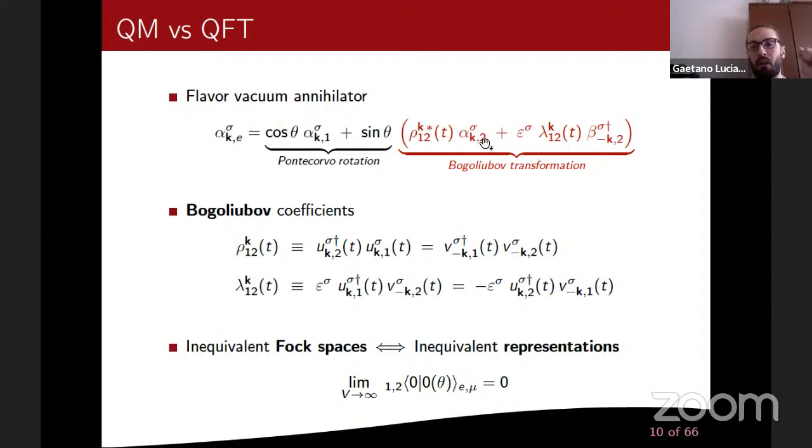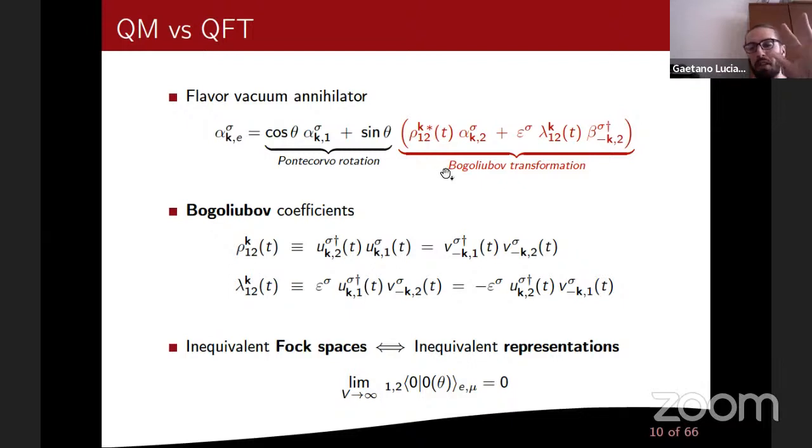The coefficients of this Bogoliubov transformation are defined in this way. They are products of these Dirac spinors. You can see that while this first term arises from the product of Dirac spinors for particles with different masses, U2 and U1, this extra term is related to the product of a spinor for a particle and a spinor for an antiparticle, okay?